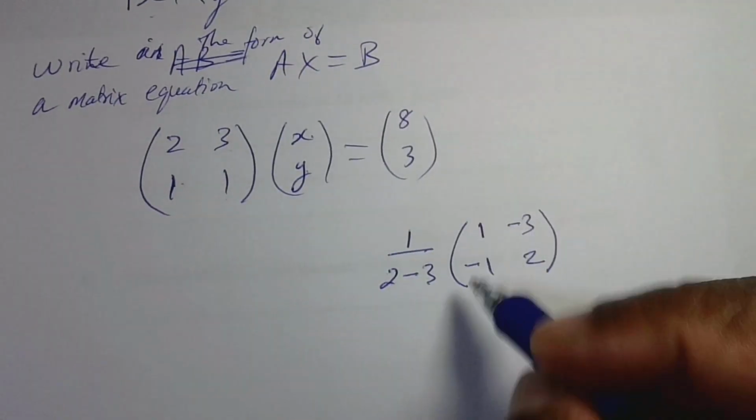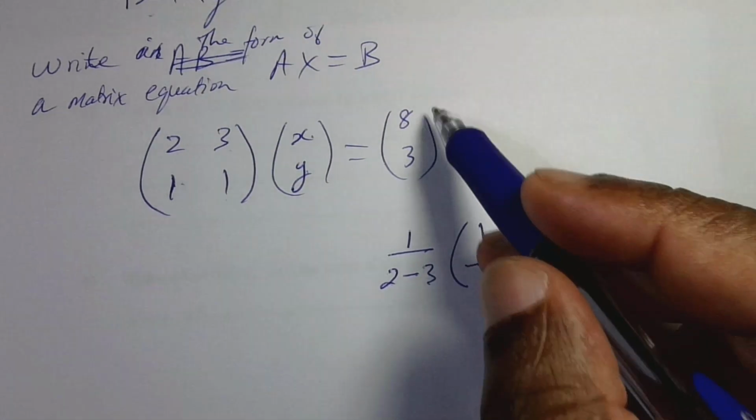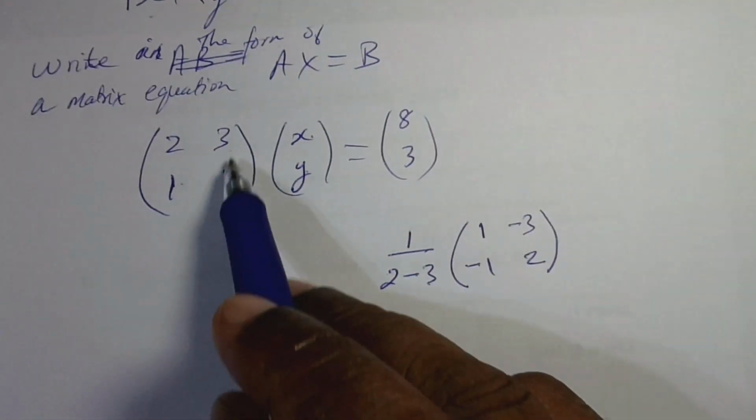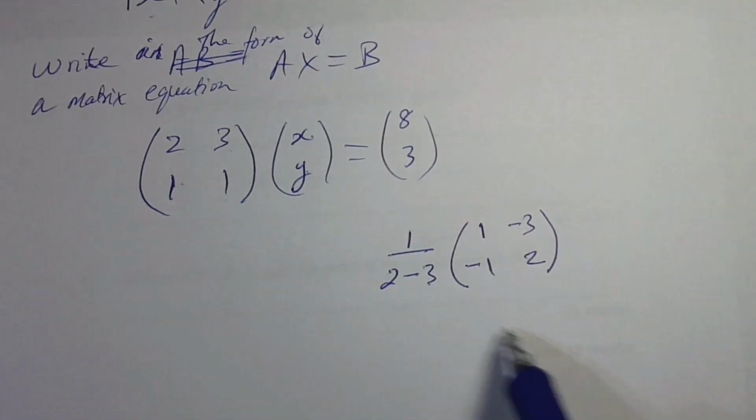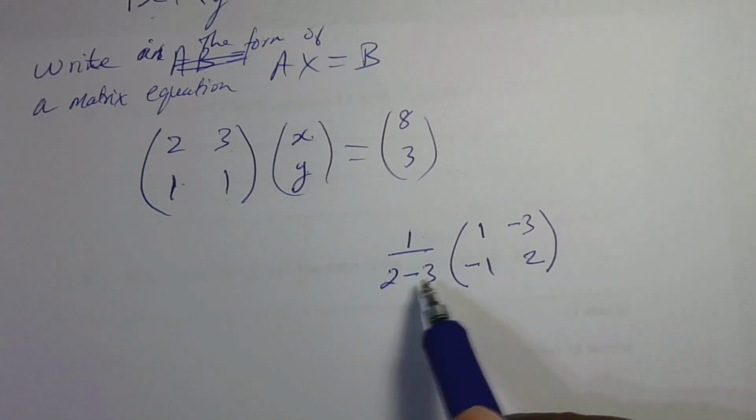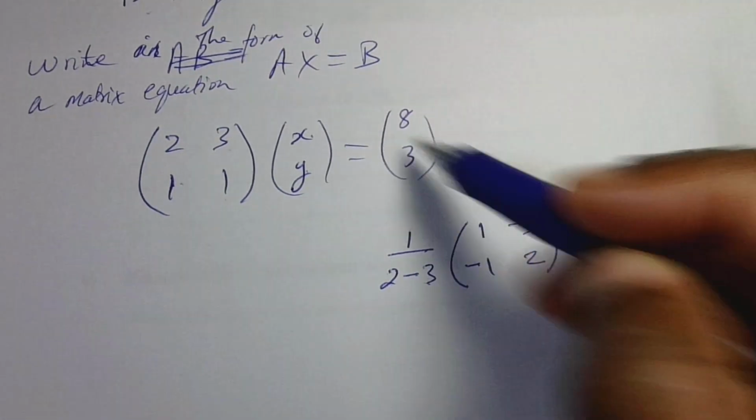And then this is going to be the inverse, and then we're going to multiply it by this guy here. So we find the inverse of the coefficient matrix, which is what we have here. We still have to simplify it, and then multiply by this guy here.